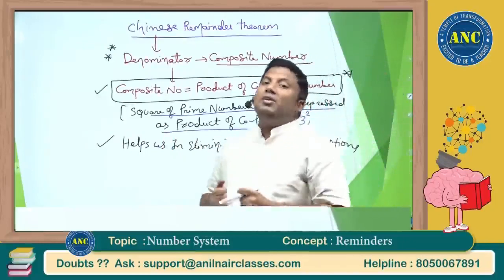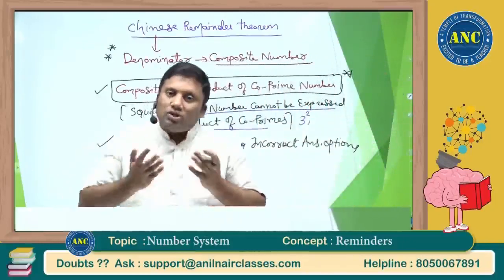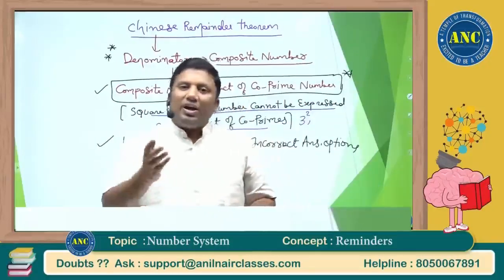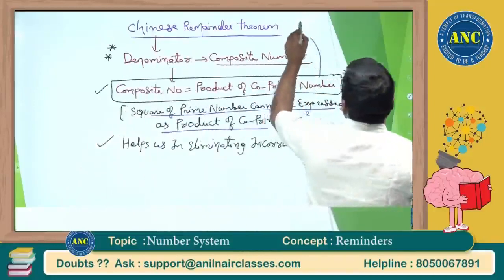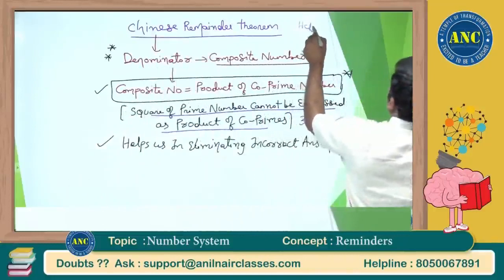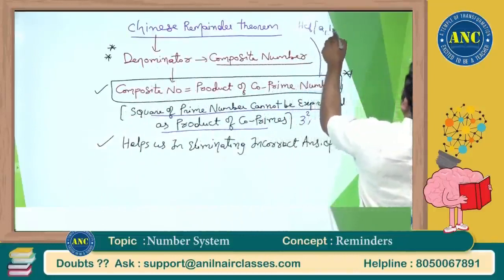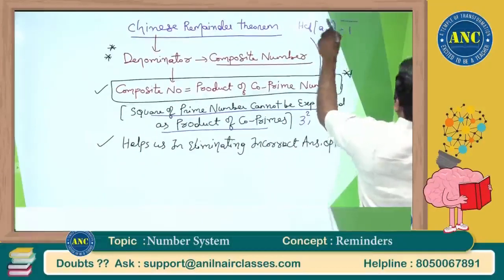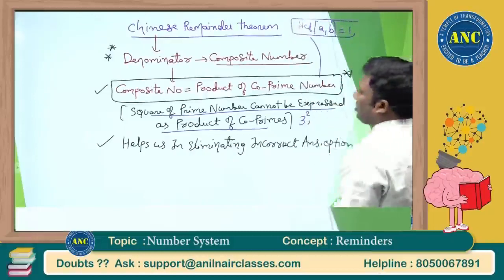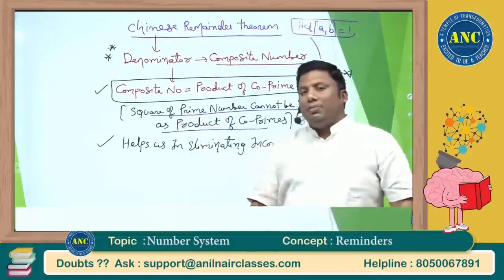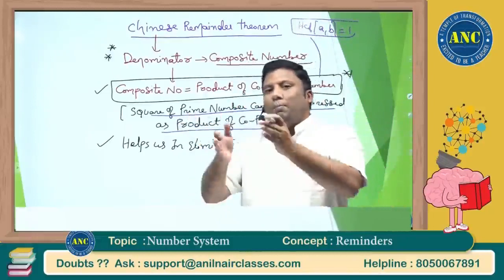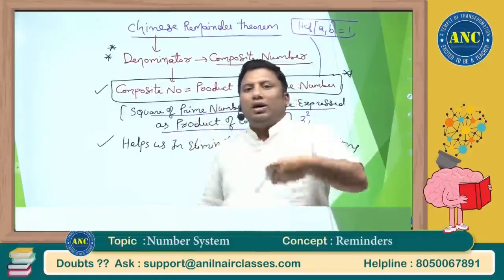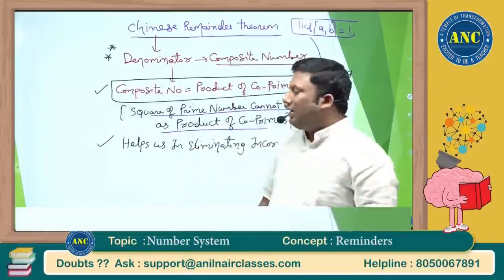Take 9. In how many ways can you write 9? 1 into 9, 3 into 3. 3 and 3, HCF is 3. What do you mean by coprime numbers? Coprime numbers, HCF is always 1. Square of a prime number, 3 square, 5 square, 7 square, 11 square. P square, P into P. HCF of P comma P is P.